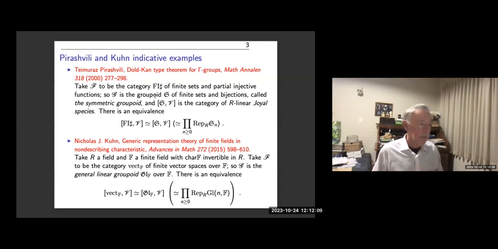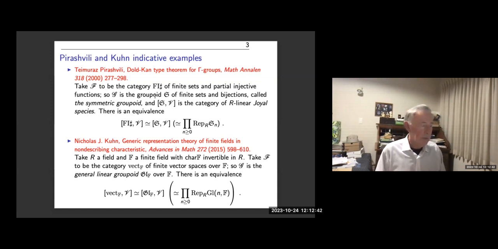And so there's this result, which is in Pirashvili, the paper I have indicated up there, which says that the representations of that particular category are those of the symmetric groupoid. Now, the symmetric groupoid is really a coproduct of groups, one object categories, which are groups. And so the representations is really the product of all the categories of representations of the usual symmetric groups.